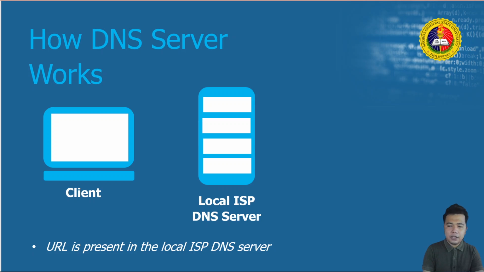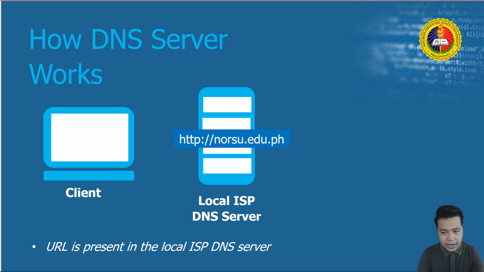Okay, so that is the first step on how the IP address will be acquired. First, the web client or the browser sends the URL to the local ISP DNS server. So what exactly is this local ISP DNS server? As the term suggests, it is a local DNS server typically situated with our ISP, or Internet Service Provider. The browser will check the local ISP DNS server for the web server's IP address.